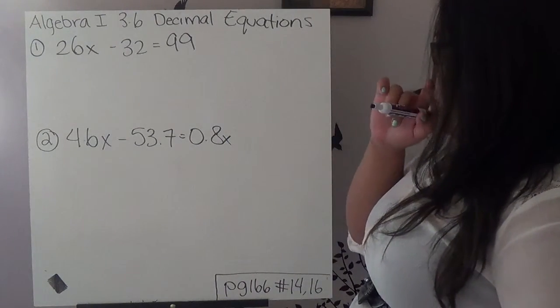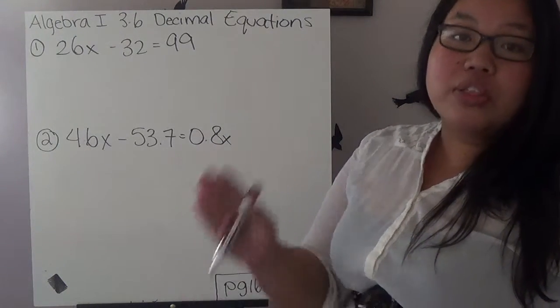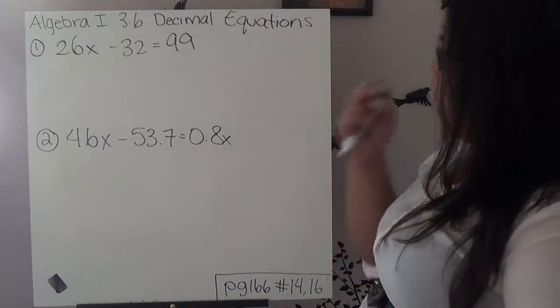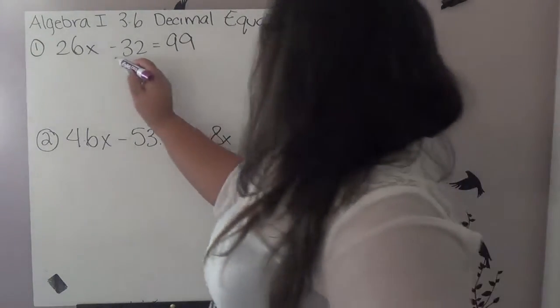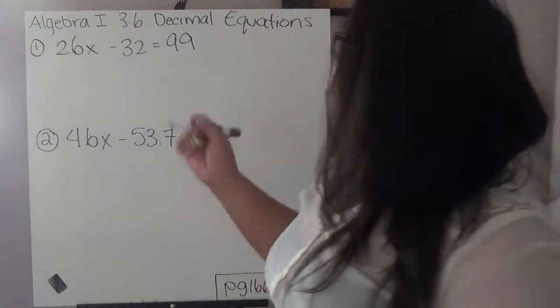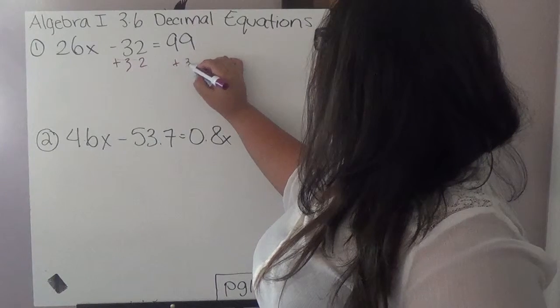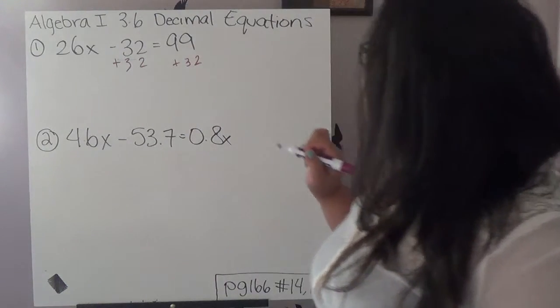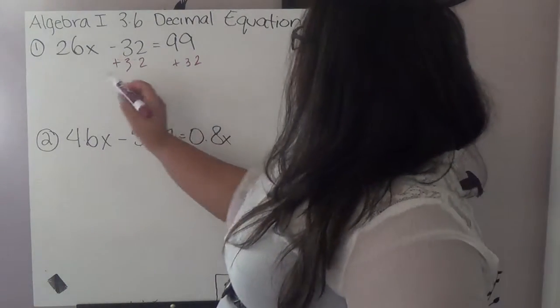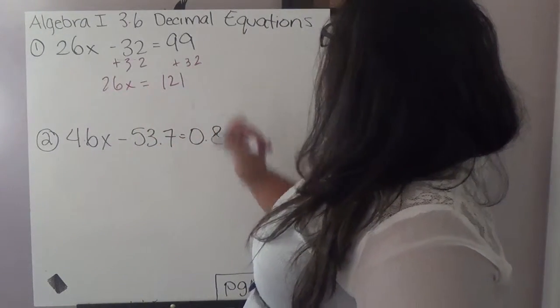So for the first equation, what we would normally do is separate the furthest friend from x on the same side of the equal sign, which would be, in this case, negative 32. Since it's being subtracted, I'm going to do the opposite, which is add 32. So this will give us 26x equals 121.